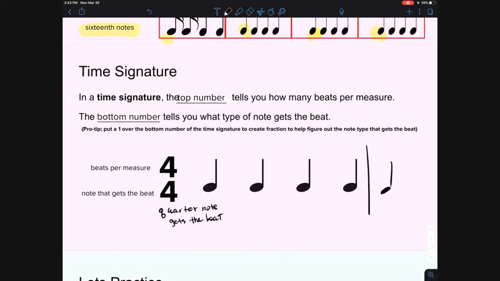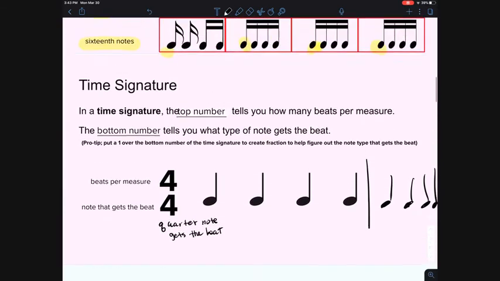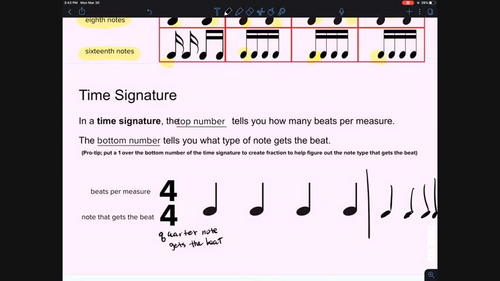I could keep going with 4 more quarter notes. And I would say this like 1, 2, 3, 4. So in 4/4, remember the top number is how many beats. So there are 4 beats of quarter notes.